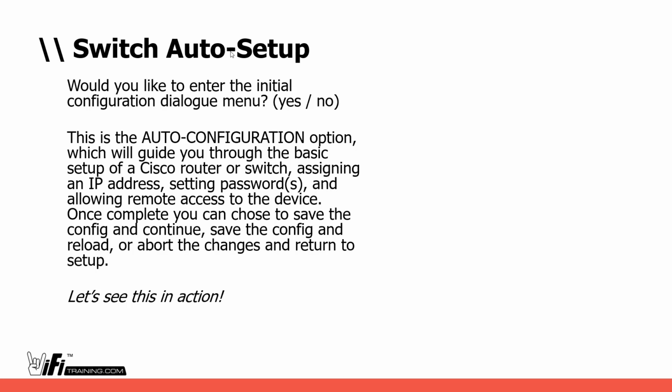Okay, now this is called auto configuration, and it's going to guide you through the basic configuration of a Cisco switch or router. You set up passwords, you save it, and then once you save it, you can remotely manage the device, and you can log into the device and all that kind of stuff. So it's just a very basic config. We're going to walk through this in a moment in our lab environment.